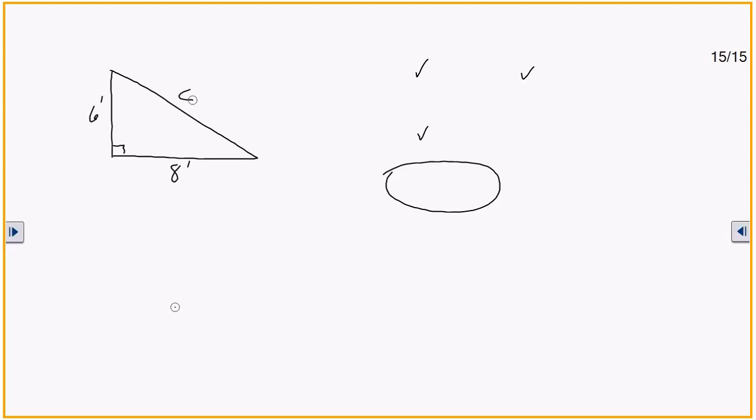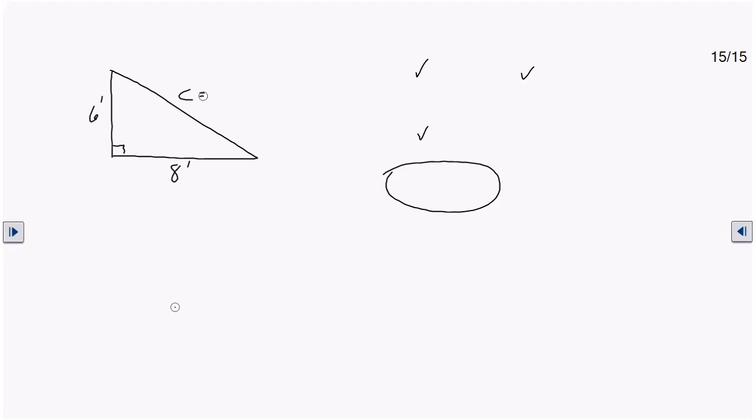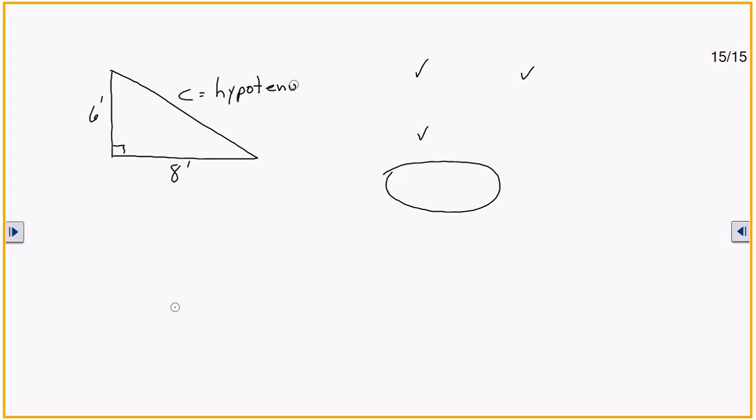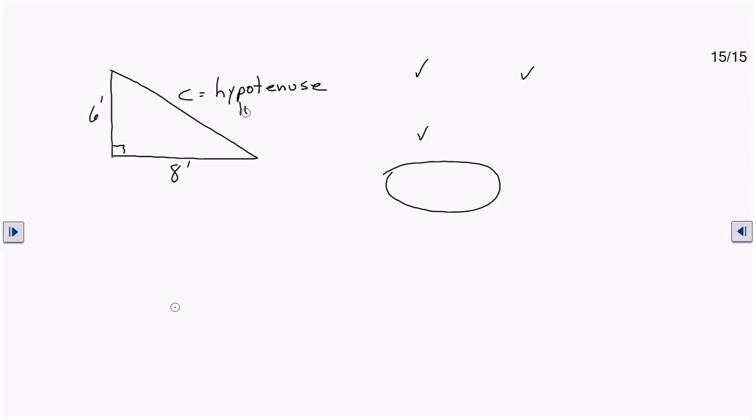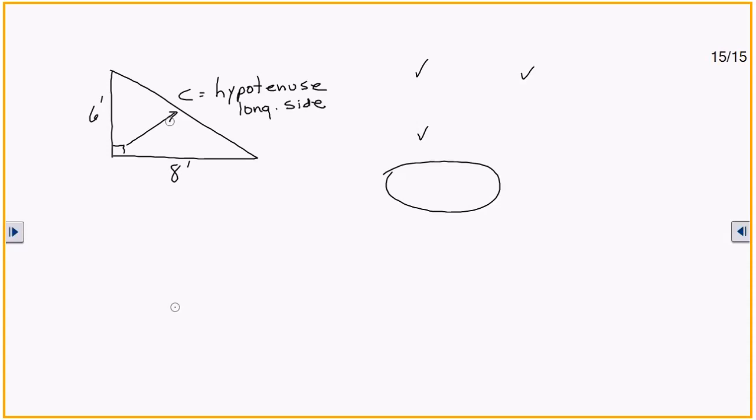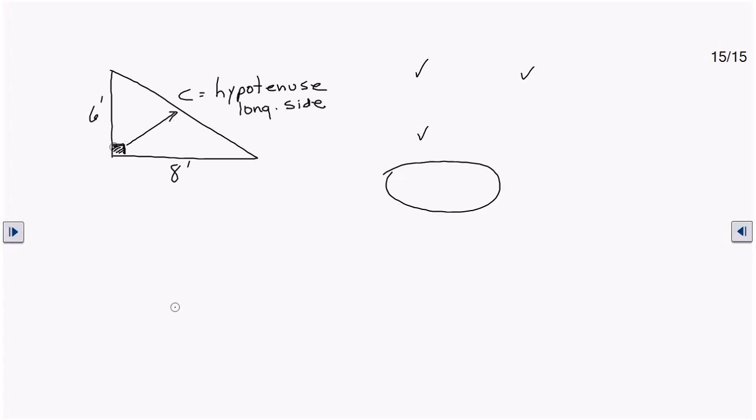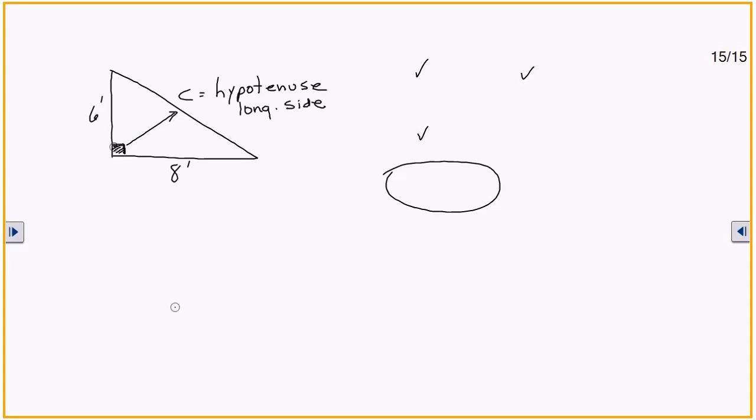Side C is always called the hypotenuse. And it's always the longest side. And it's always across from the 90-degree angle. So you always can find the hypotenuse when you're given the 90-degree angle right here, and you notice it's going to be the longest side, and you plug it into the Pythagorean theorem.